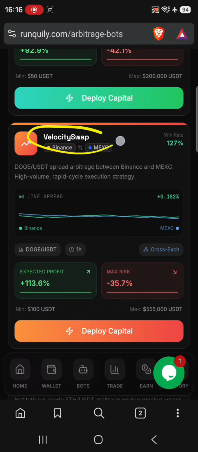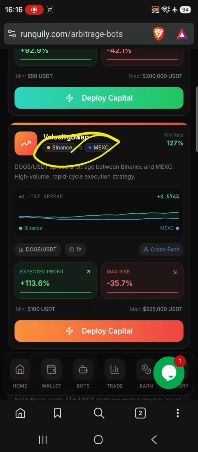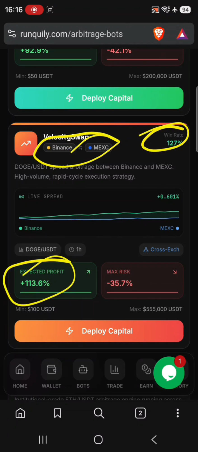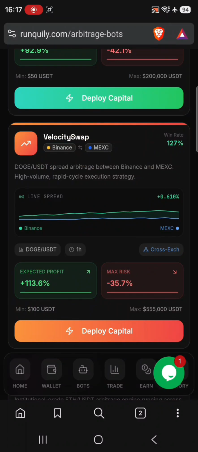I will be using the Velocity Swap bot. This is not my bot. You find it in Tranquilly, and it is not a bot to trade Forex or anything. It is a bot to trade crypto arbitrage. After depositing to your account, you'll unlock the arbitrage bots, like this one. The bot is trading between Binance and MEXC. The win rate is 127, the expected profit is 113%, and the maximum risk is negative 35%. That is the loss margin.